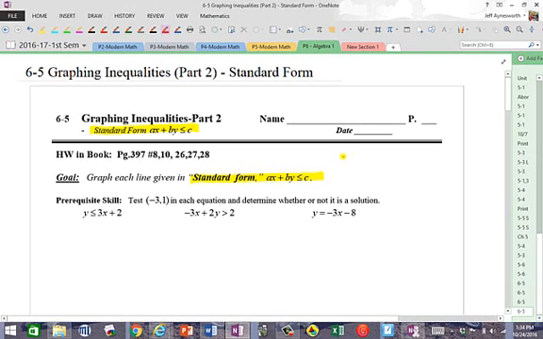So in fact, let's review that. So we got less than, greater than, we got less than or equal to. Let me write that a little bit better. Less than or equal to. Okay, and then the fourth one, greater than or equal to.